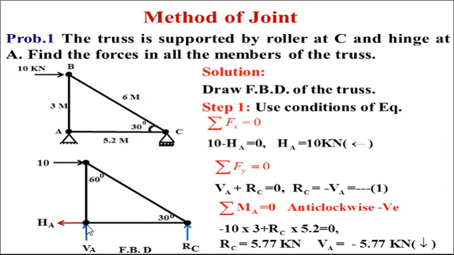Taking moment about A, using the third condition. So this is 10, the line of action of 10, perpendicular distance is 3. This 10 is clockwise, about A it will rotate clockwise like this. So minus 10 into perpendicular distance 3, plus this RC into this distance 5.2 equal to 0. By solving this, you will get RC and VA. So we got VA, RC, HA. These are the external reactions. For every truss, first of all apply the equilibrium conditions and find out the external unknowns. Okay, the first part is completed.